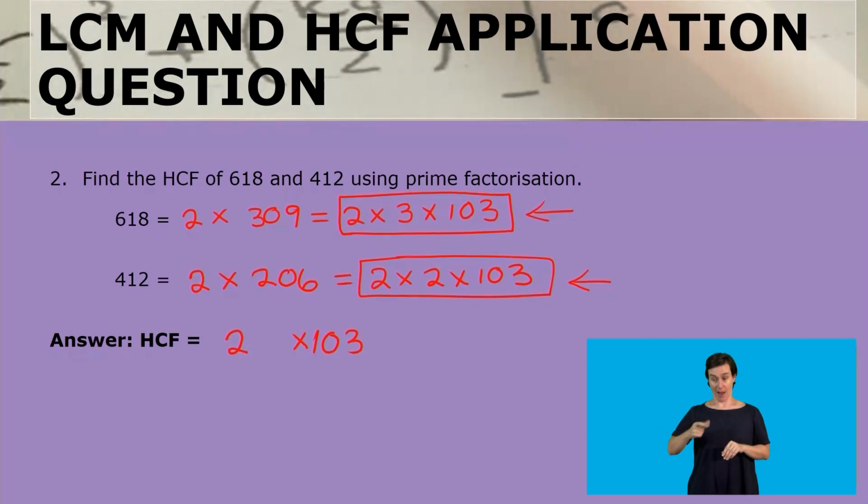So we are going to take only the 2 that appears once. So that means we are just going to multiply the 2 with the 103, and our answer there is going to be 206. This means that the highest common factor between 618 and 412 is going to be 206. I really hope this method works for you because it's so much easier, especially when you are dealing with those big numbers.